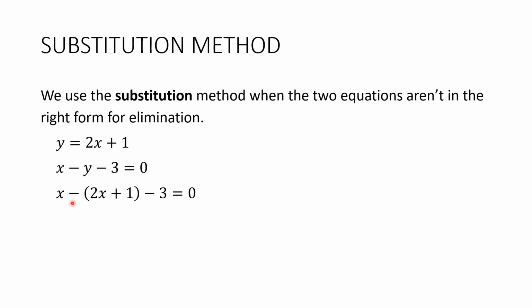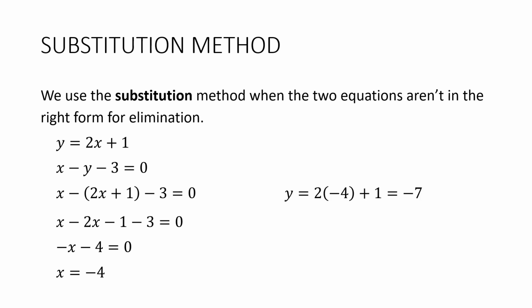Tidying this up, we get x take away 2x, take away 1, take away 3 equals 0. So x take 2x is -x, and this is -4. And I'm just going to take this x over the other side. That will make it positive. So x is equal to -4. Substitute back into this equation. Y is equal to 2 lots of -4 plus 1, which is -7. So our solution is x is equal to -4, y is equal to -7.